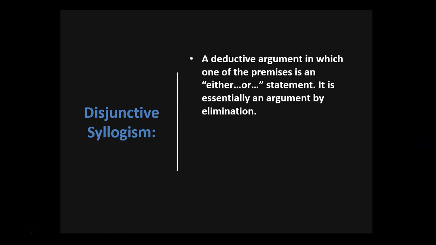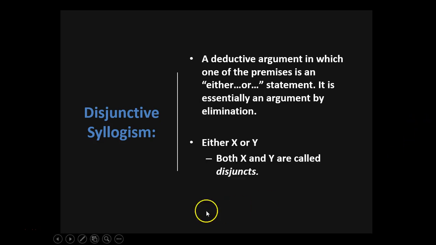And last of the deductive group is disjunctive syllogism. So that's a deductive argument in which one of the premises is an either-or statement, right? With the hypothetical, you got an if-then statement as one of the premises. For disjunctive, you've got an either-or statement. And these, when properly made, disjunctive syllogisms are essentially arguments by elimination. So the telltale statement in a disjunctive syllogism is the either-or statement, the disjunctive statement, either X or Y. So both of these, the X is referred to as a disjunct, and so is the Y. X and Y are your disjuncts.